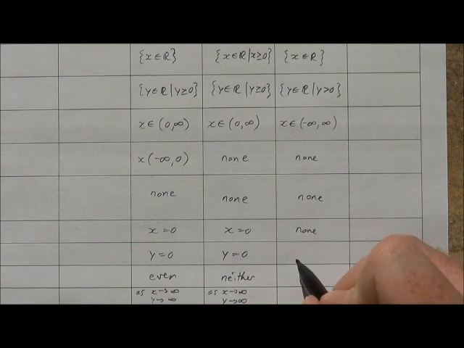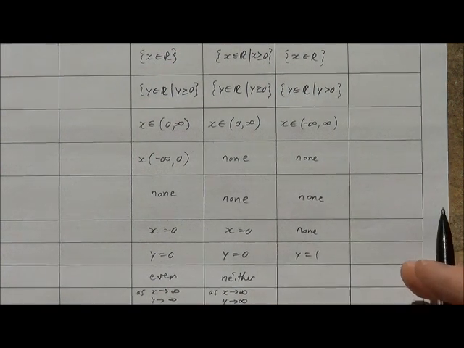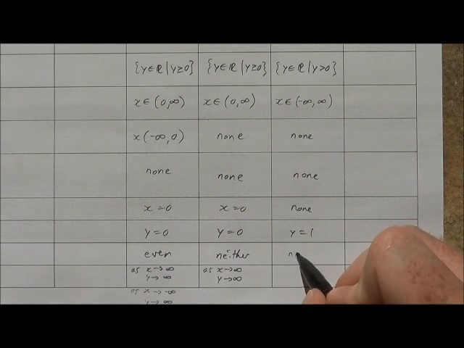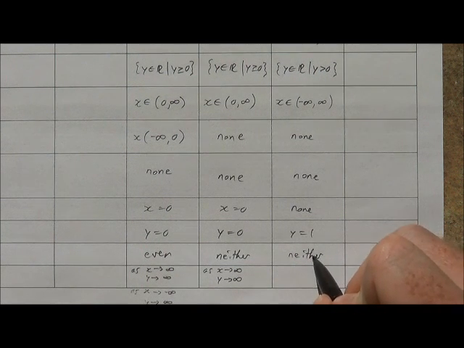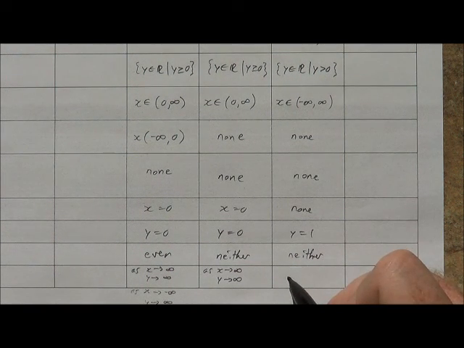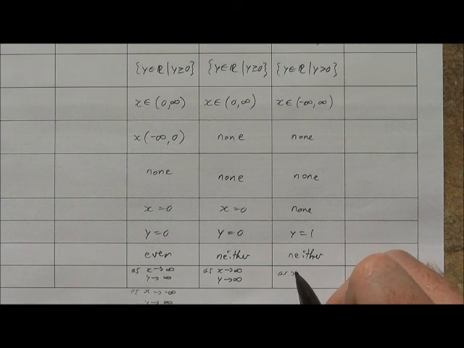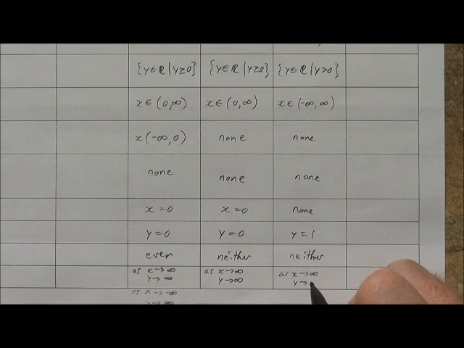Zeros, none. Y-intercepts, y equals 1. There is no symmetry, neither odd nor even. And then behavior as x approaches infinity, y approaches infinity.